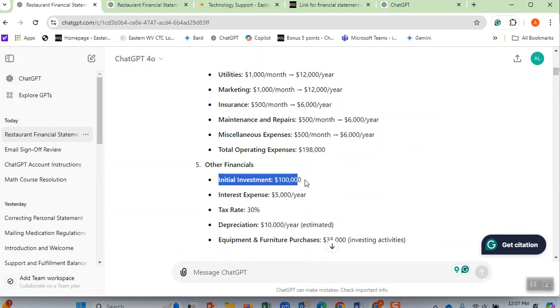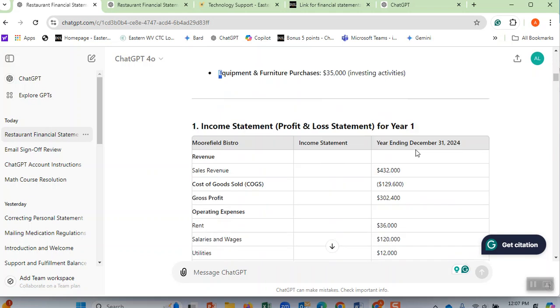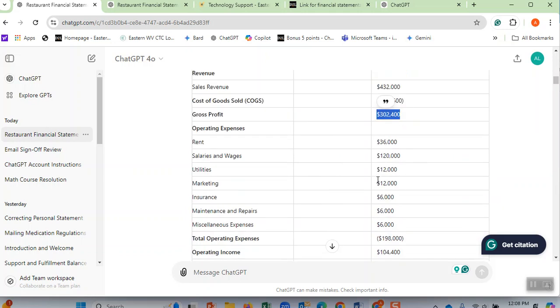It assumed maybe I need $100,000 of investment, and then interest, since I am borrowing it, and therefore I need some equipment. And now it has created an income statement for me. That means every year I am selling $432,000, and $129,000 are materials I am using. This is just the gross profit. Then I have some expenses here.